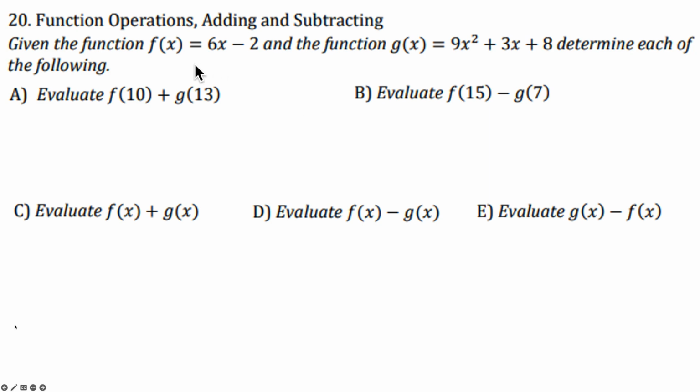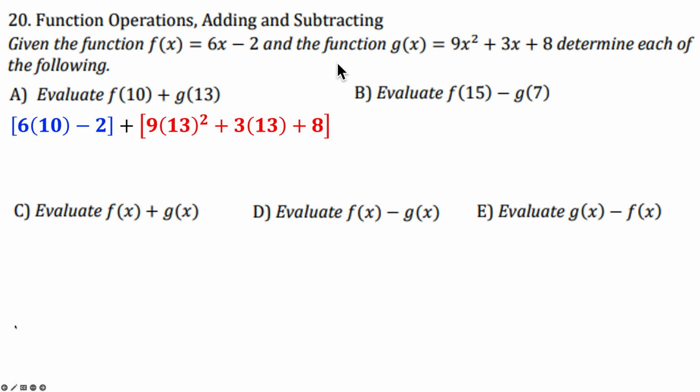Number 20, again, we have f of x is 6x minus 2. g of x is 9x squared plus 3x plus 8. Determine each of the following. So for here, now we're going to actually plug in values. So for the f of x, 6x minus 2, you're going to put a 10 into the x of the f function. That's the 10 right there. For the g function, you're going to put 13 into both x's. And then we're going to evaluate this.